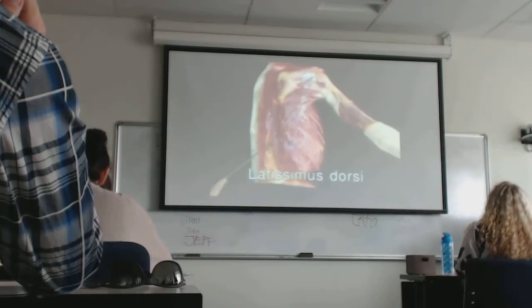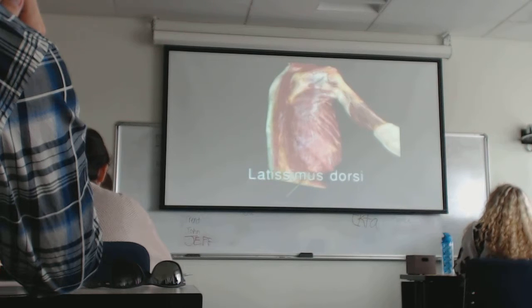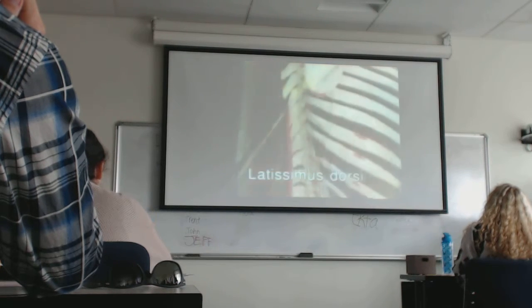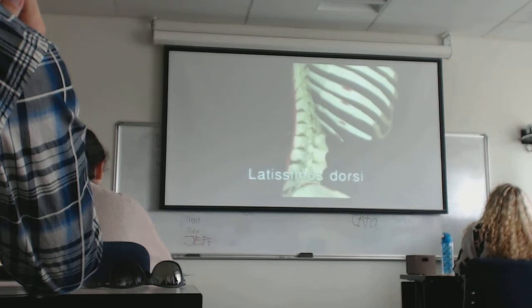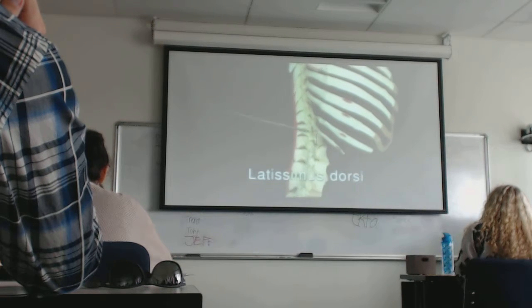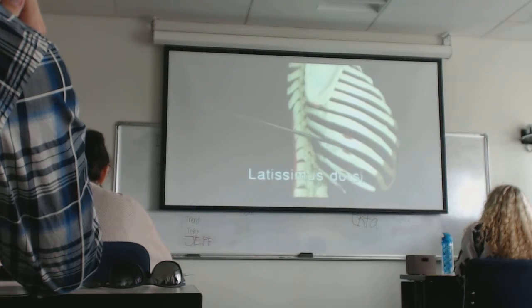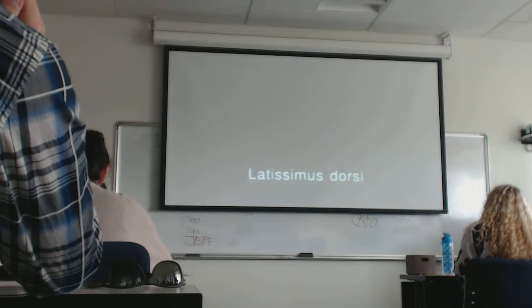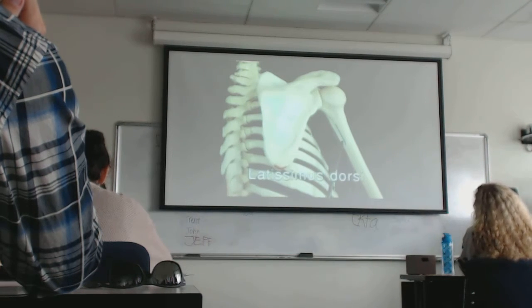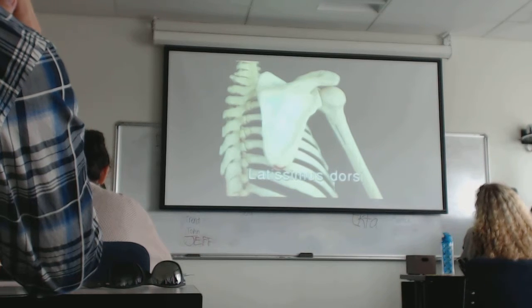Latissimus dorsi has a very wide origin. It starts here under the tail end of trapezius at T7 and goes all the way down to the sacrum and out onto the posterior iliac crest. It also has some fibers arising from the lower four ribs and occasionally from the tip of the scapula. It inserts here on the posterior edge of the bicipital groove.